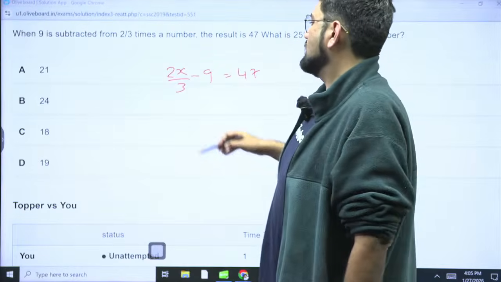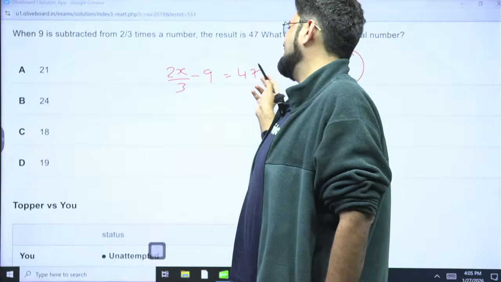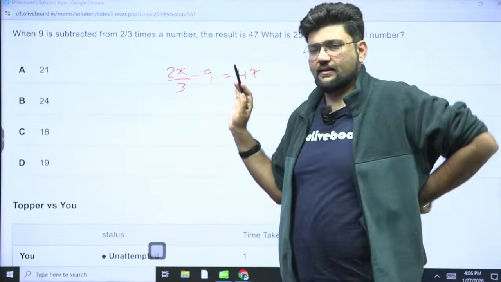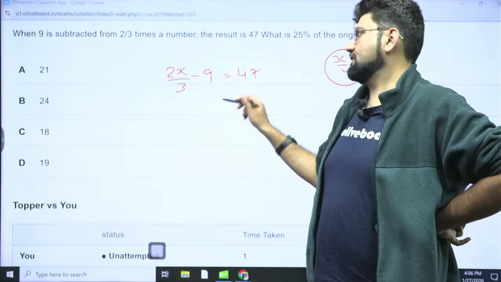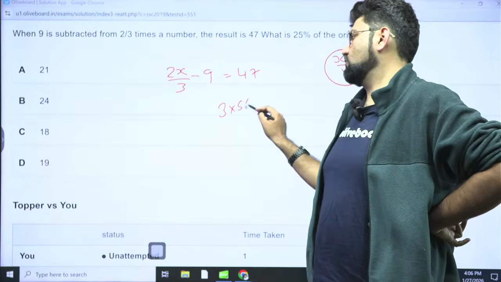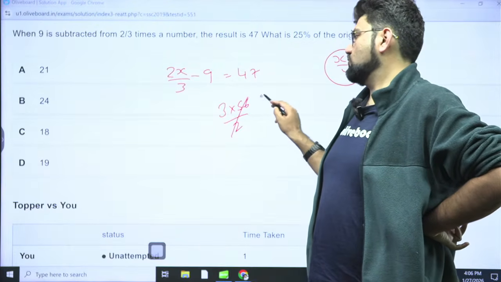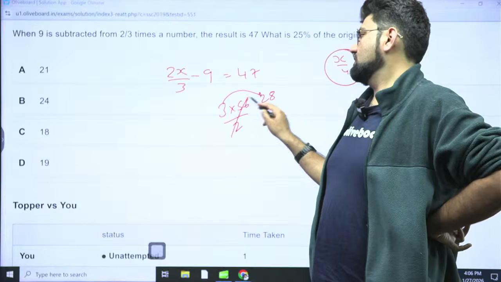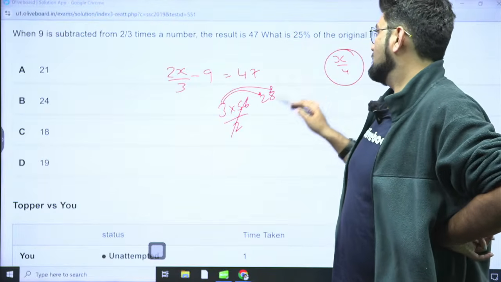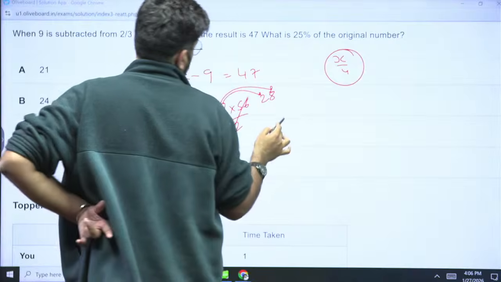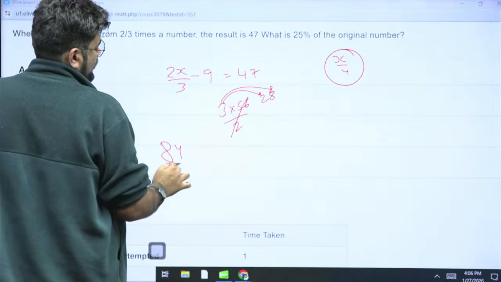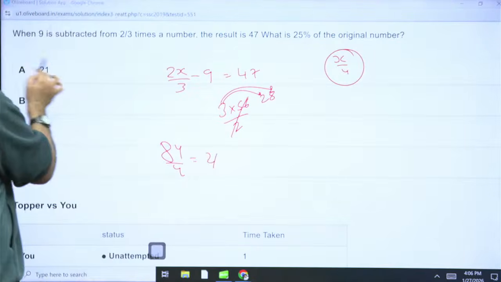Okay. So now look at this. So this is plus 9 there. You try to do this mentally. Plus 9 goes there, so this becomes 56. 56 multiplied by 3 by 2. So this is 3 into 56 by 2. First divide this by 2. You get 28. This is 60 plus 18. This is 78. 60 plus 24, 84. 84 divided by 4 is how much? 21. So this is my answer, option A.